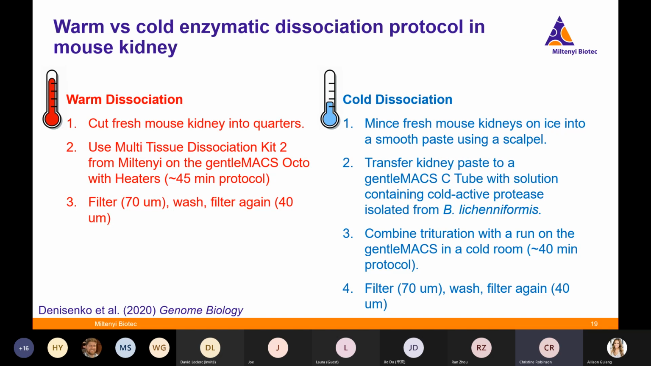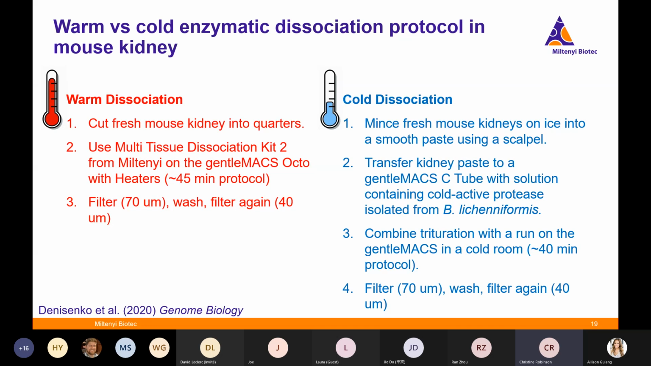for single cell sequencing. And so if you look at the warm dissociation protocol, they're quartering a mouse kidney and they're using our multi-tissue dissociation kit on the GentleMACS. It's about a 45-minute protocol with heat, and then they filter, wash, filter again before sequencing. And then if you look at the cold dissociation method, they're going to be mincing that kidney into a paste on ice using a scalpel. They then put it in the GentleMACS C-tube with their cold active protease, and then they combine that with trituration on the GentleMACS in a cold room. It's about a 40-minute protocol before filtering, washing, filtering again.